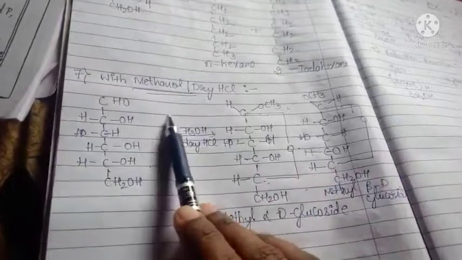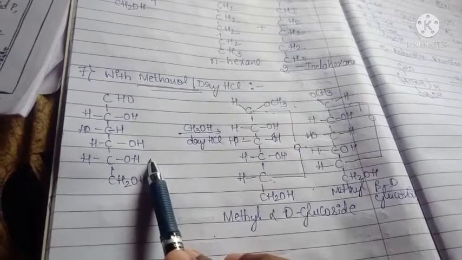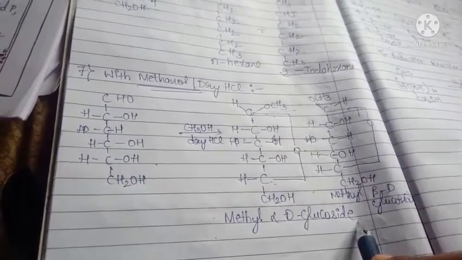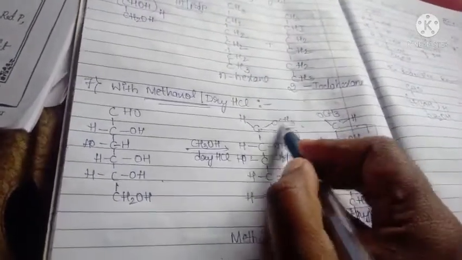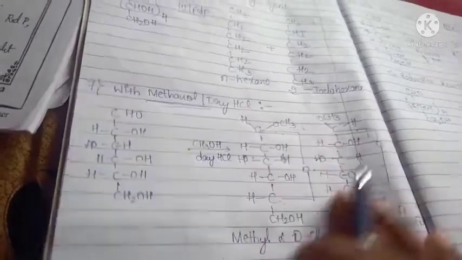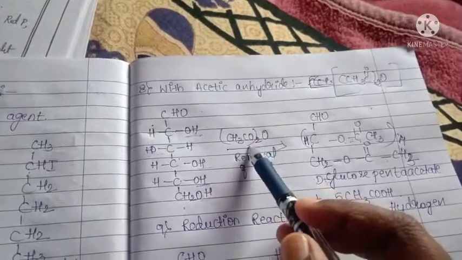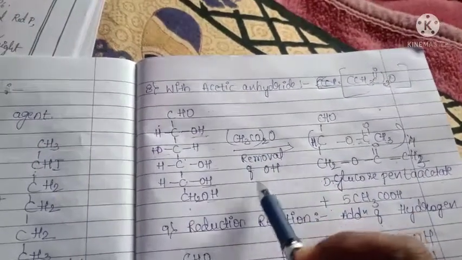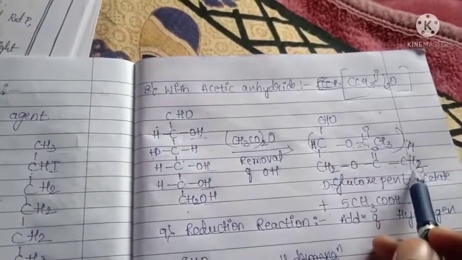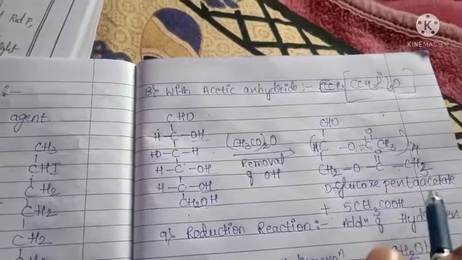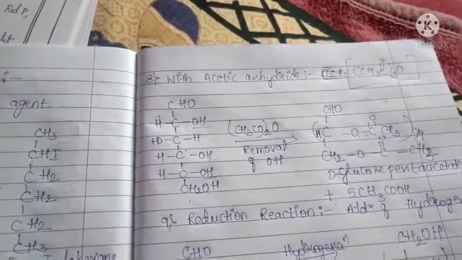Next is with methanol or dry HCl. It reacts with methanol. Two possible compounds are formed. One is alpha D glucoside, another one is beta D glucoside. This OCH3 is present on the right side, and this will be present on the left side. Next is acetic anhydride, CH3 CO twice O, removal of OH groups, CH remains. Okay, 5 moles of acetate group are attached, so it is called D-glucose pentaacetate.